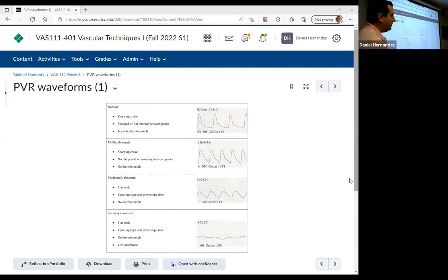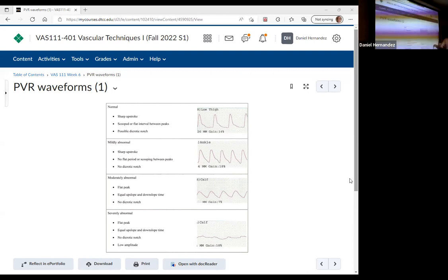But you guys are not going to be expected to write up your report, so you're not going to have to use the terminology to write up these reports. I just want you guys to be able to recognize a nice normal waveform. We have a very fast upstroke, and they come to a nice peak. We can see our dicrotic notch here, so it's still bowing back a little bit. And we have a nice diastolic runoff.